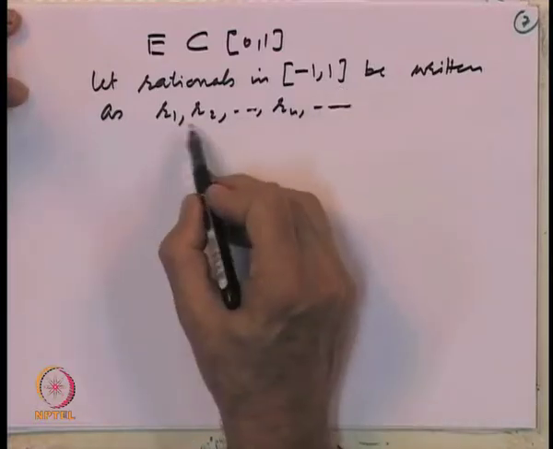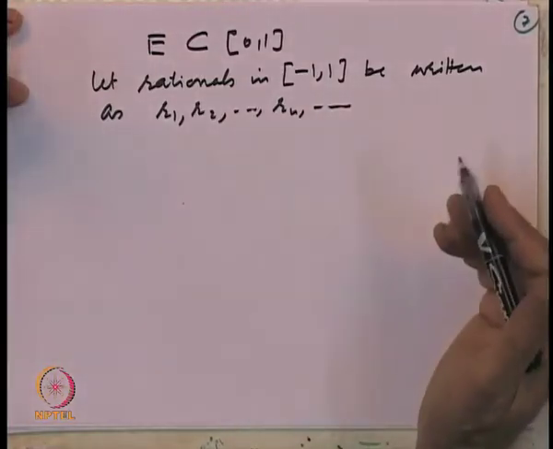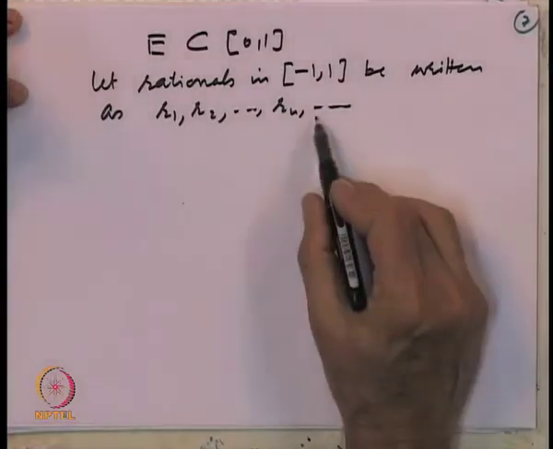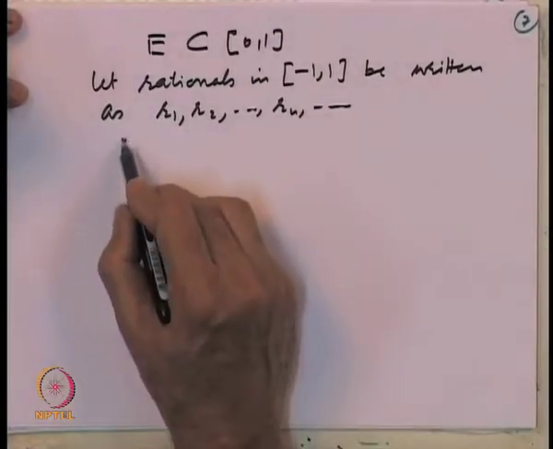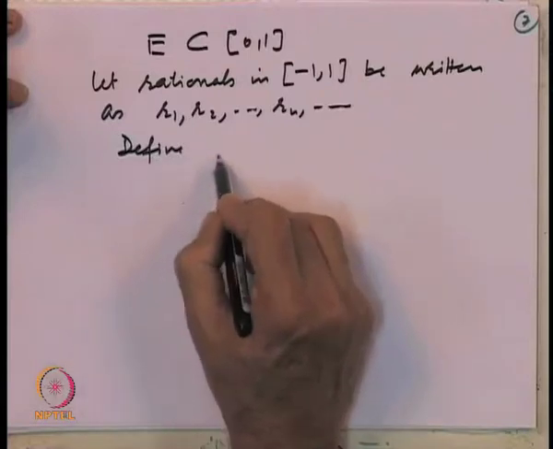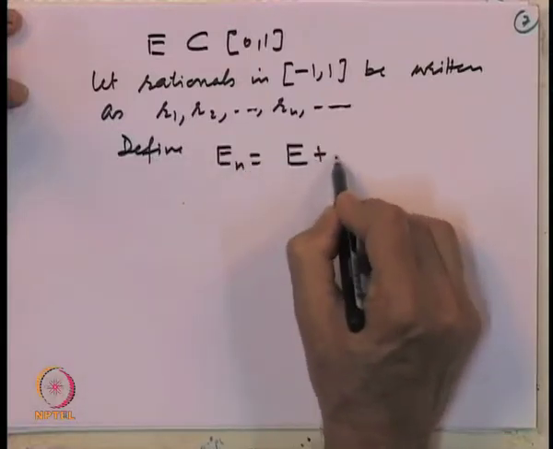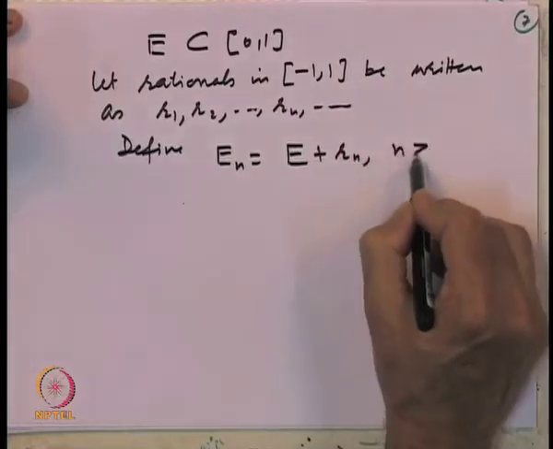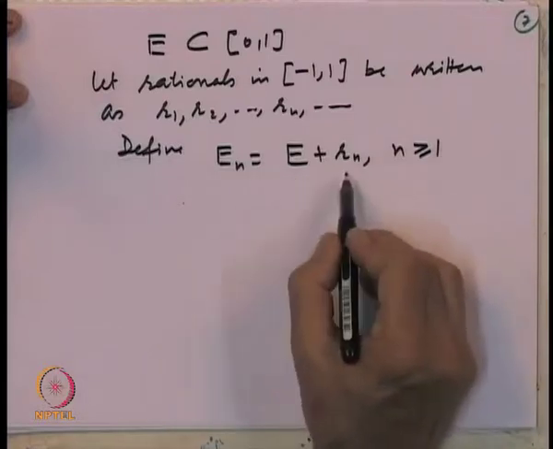We are not saying R1 is smaller than R2 or anything, we are just giving an enumeration of the rationals; they are countably many. So, we can write them as a sequence and define a set E_n, which is E plus R_n, for n bigger than or equal to 1. Construct a set E_n like this.